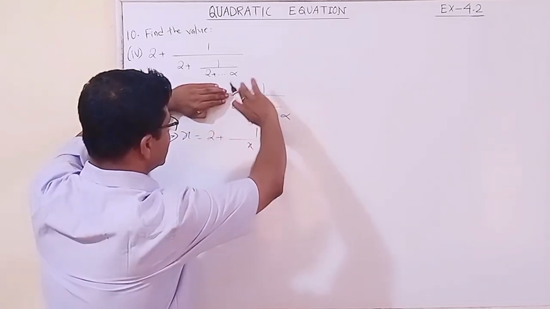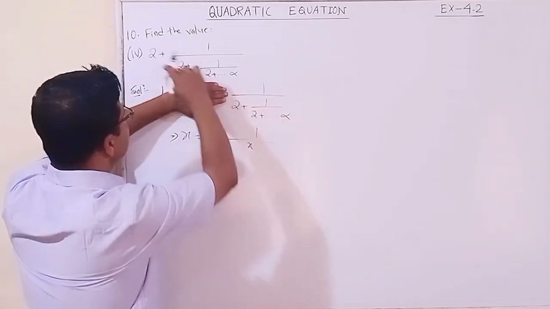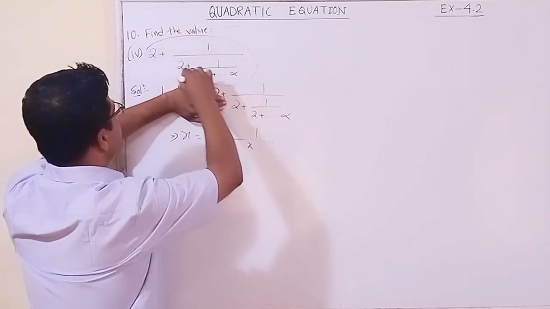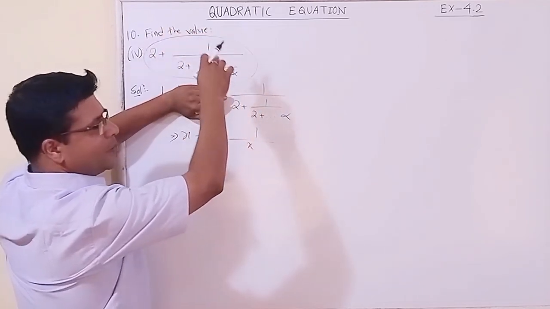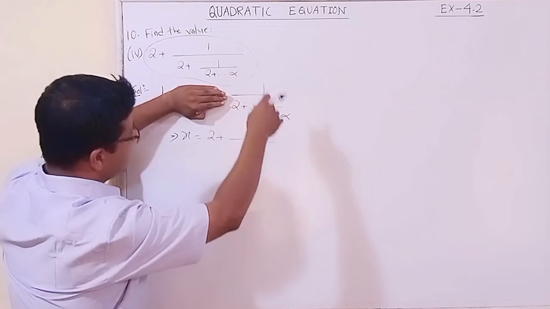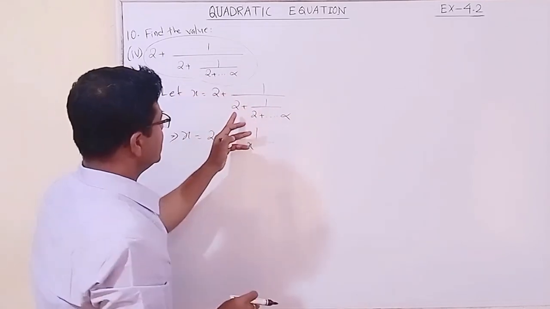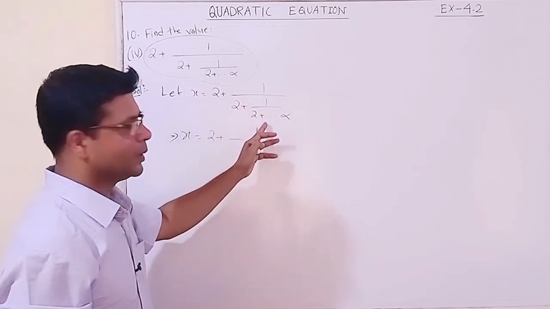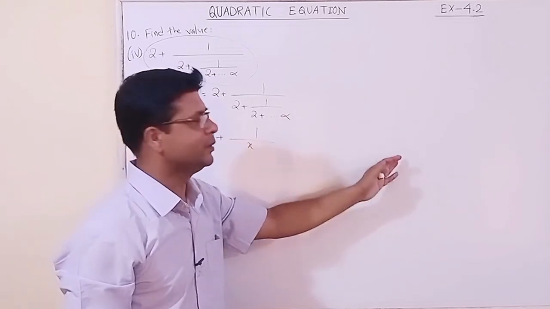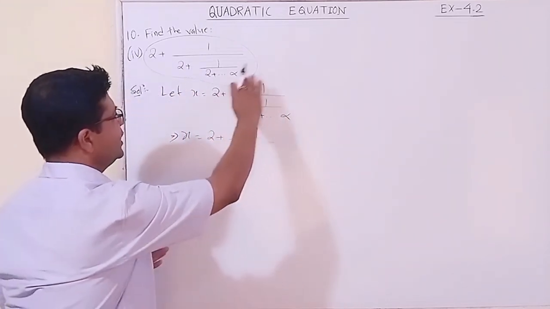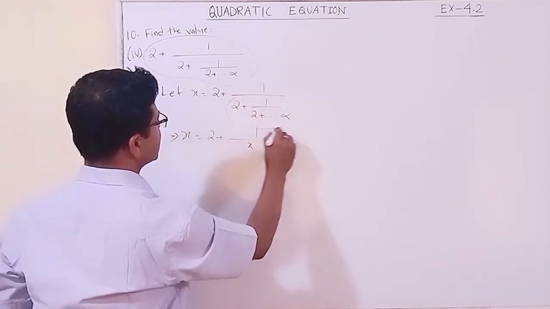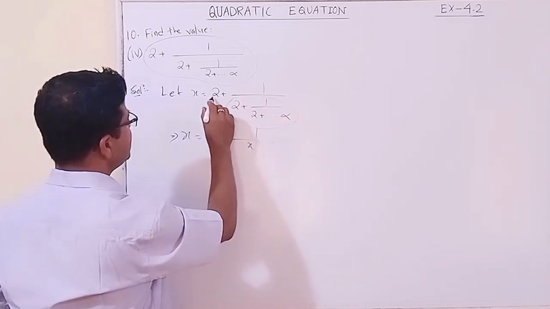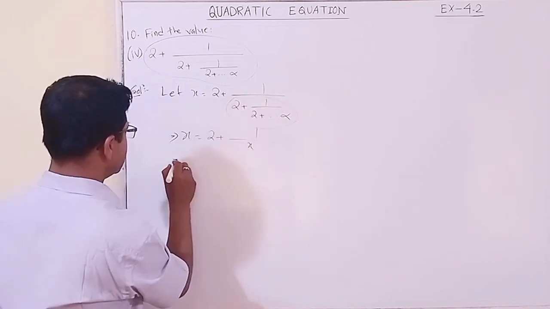Now you have to just look at what this is. It is actually this whole term: 2 plus 1 by 2 plus 1 by 2 plus 1 by 2. Again the same thing is repeated, so this term is again x. So x equal to 2 plus 1 by x.